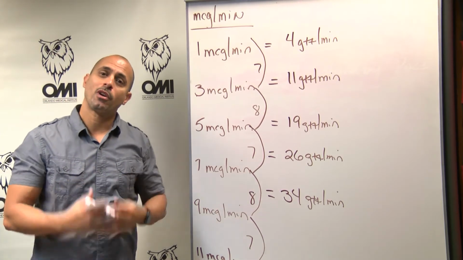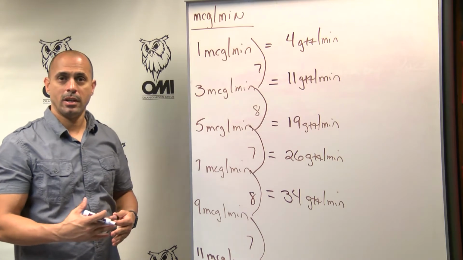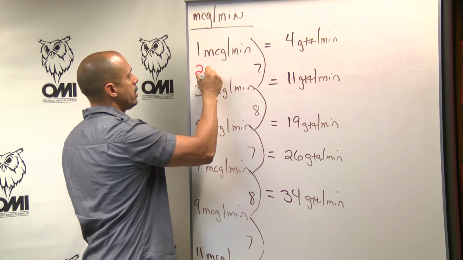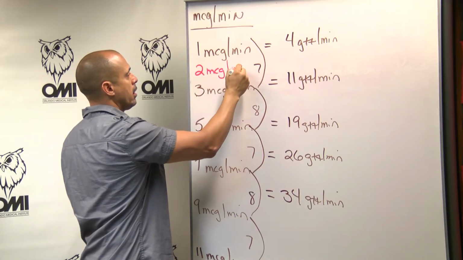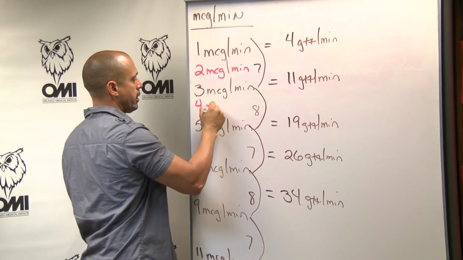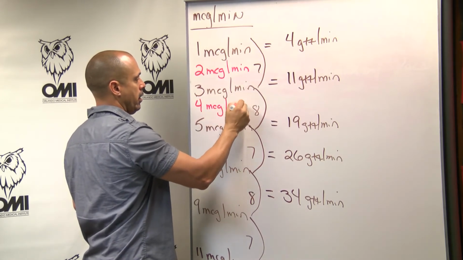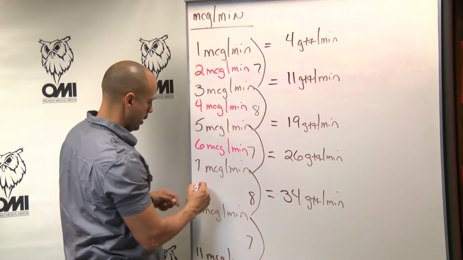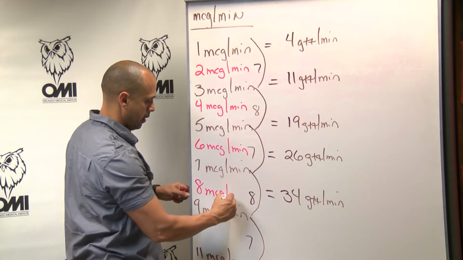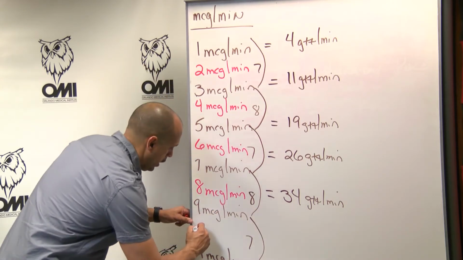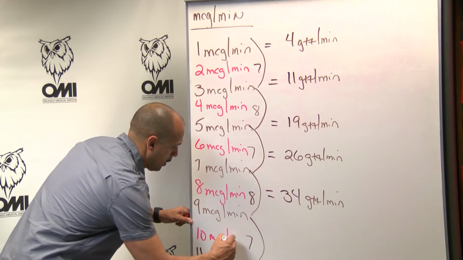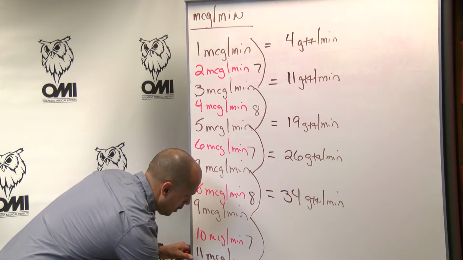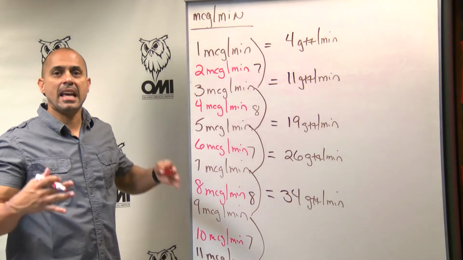If odd numbers don't work for you, then go up in even numbers. So let's do the even numbers now. So what are the even numbers? 2 mics per minute. 4 mics per minute. 6 mics per minute. 8 mics per minute. And then 10 mics per minute. 12 mics per minute. Same concept, 7/8 method.